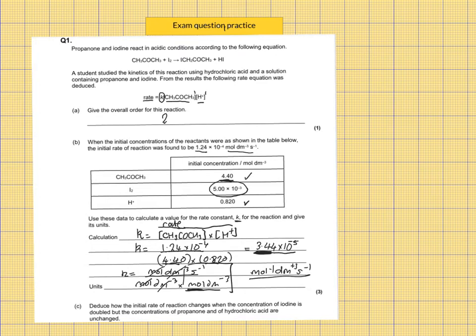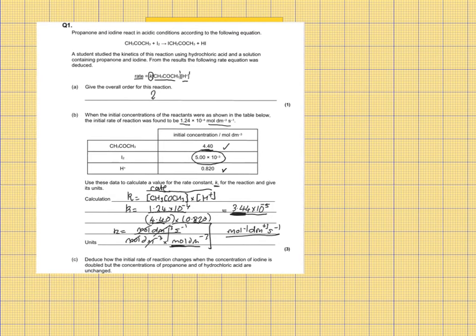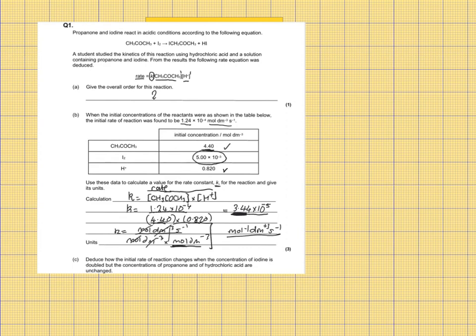The final part of the question asks us to deduce the initial rate changes, and students find this difficult, but all it is again is substituting into the rate equation. So deduce how the initial rate changes when the concentration of iodine is doubled, but the concentration of propanone and hydrochloric acid are unchanged. And the answer is it's going to be unaffected. The initial rate of reaction is not affected because the concentration of iodine does not appear in the rate equation.